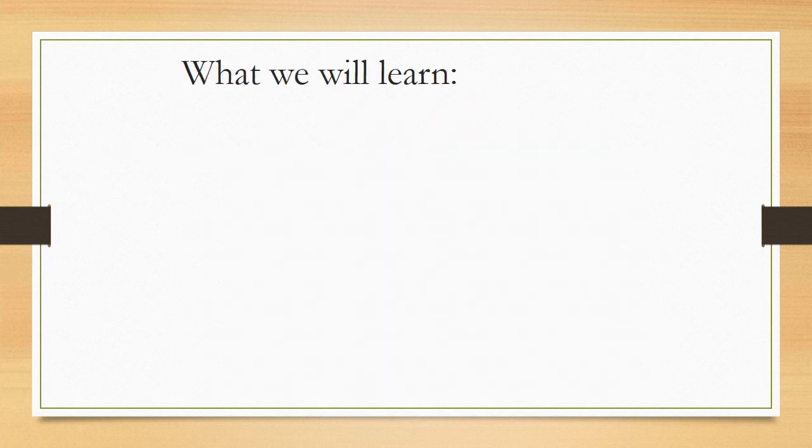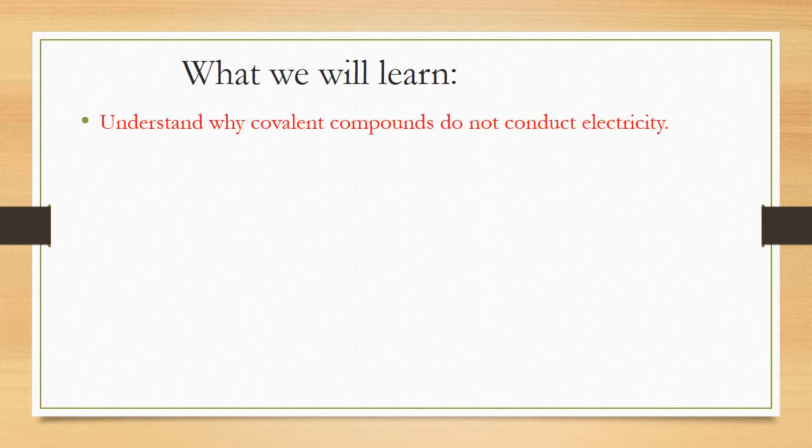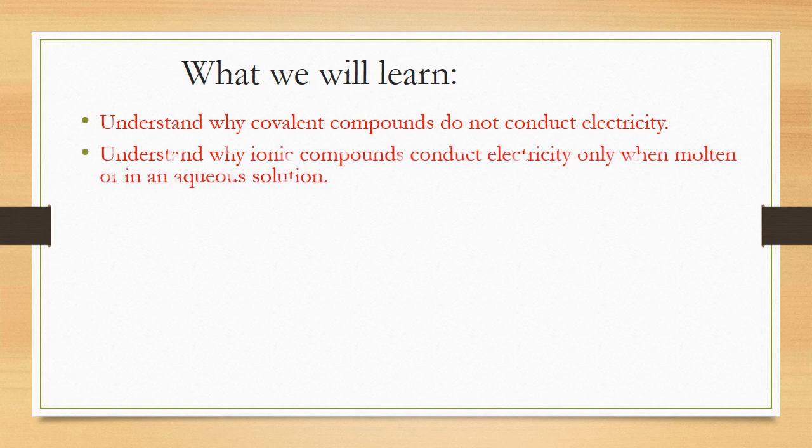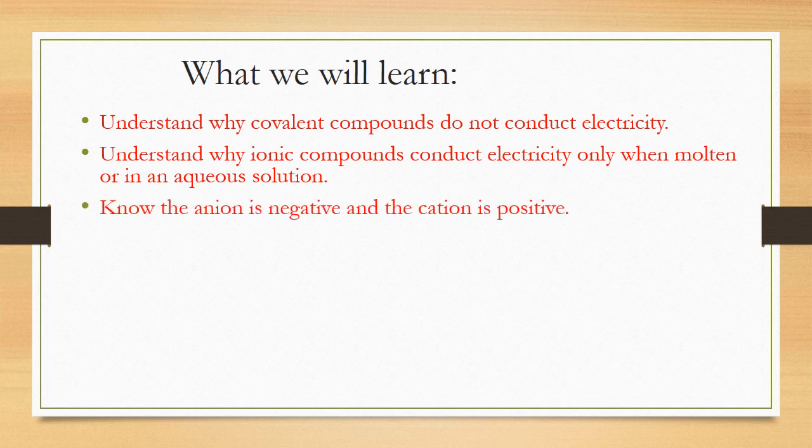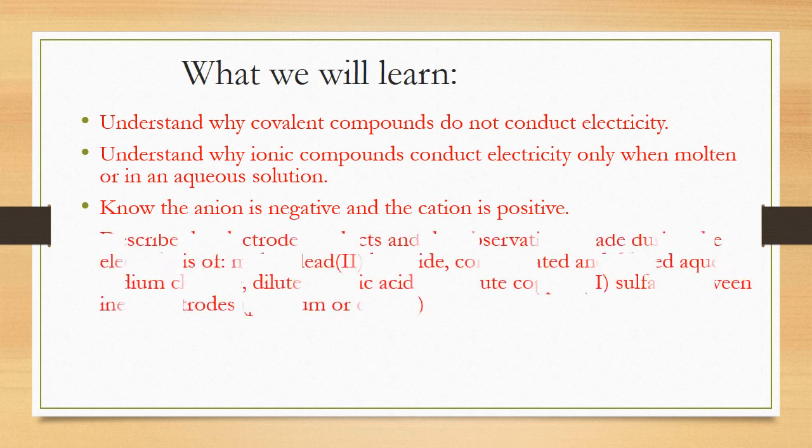So, what are we going to learn in this topic? So we're going to understand why covalent compounds do not conduct electricity, understand why ionic compounds conduct electricity but only when molten or in aqueous solution. Know that the anion is negative and the cation is positive.